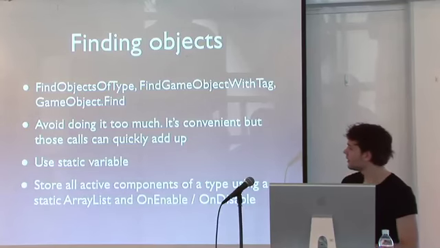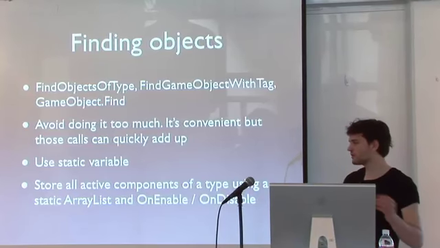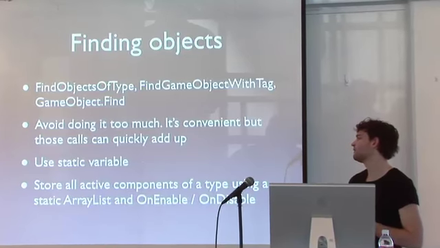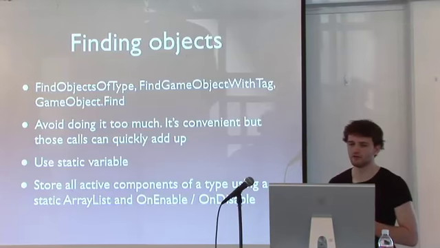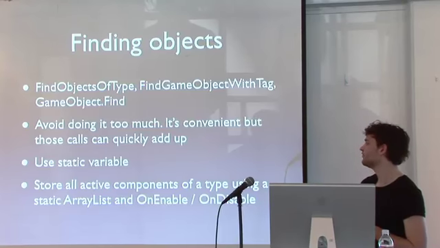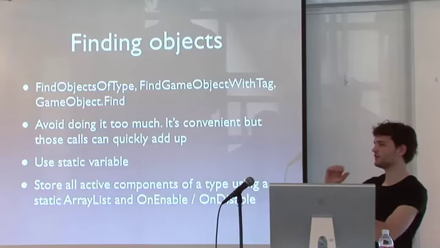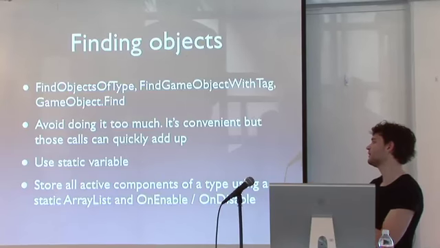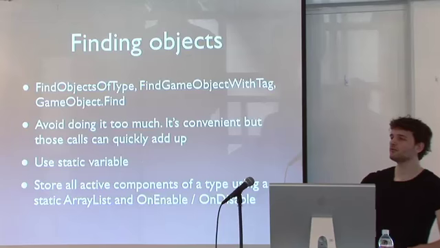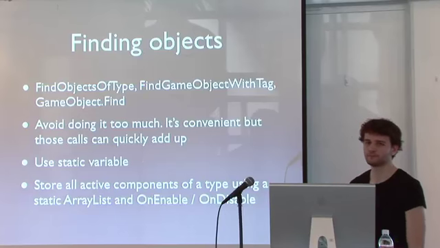So another case is where you have a lot of objects of the same type, and you want to get to all the components of the same type. So you could use find game objects with tag for that, but instead, why not just use a static array list and then on enable and on disable function calls, which get called when an object gets instantiated and is active, and on disable when it gets destroyed. Why not just add yourself to a static array list, put them in there, and then you have the array list always ready. You can walk through them, and it's incredibly fast.